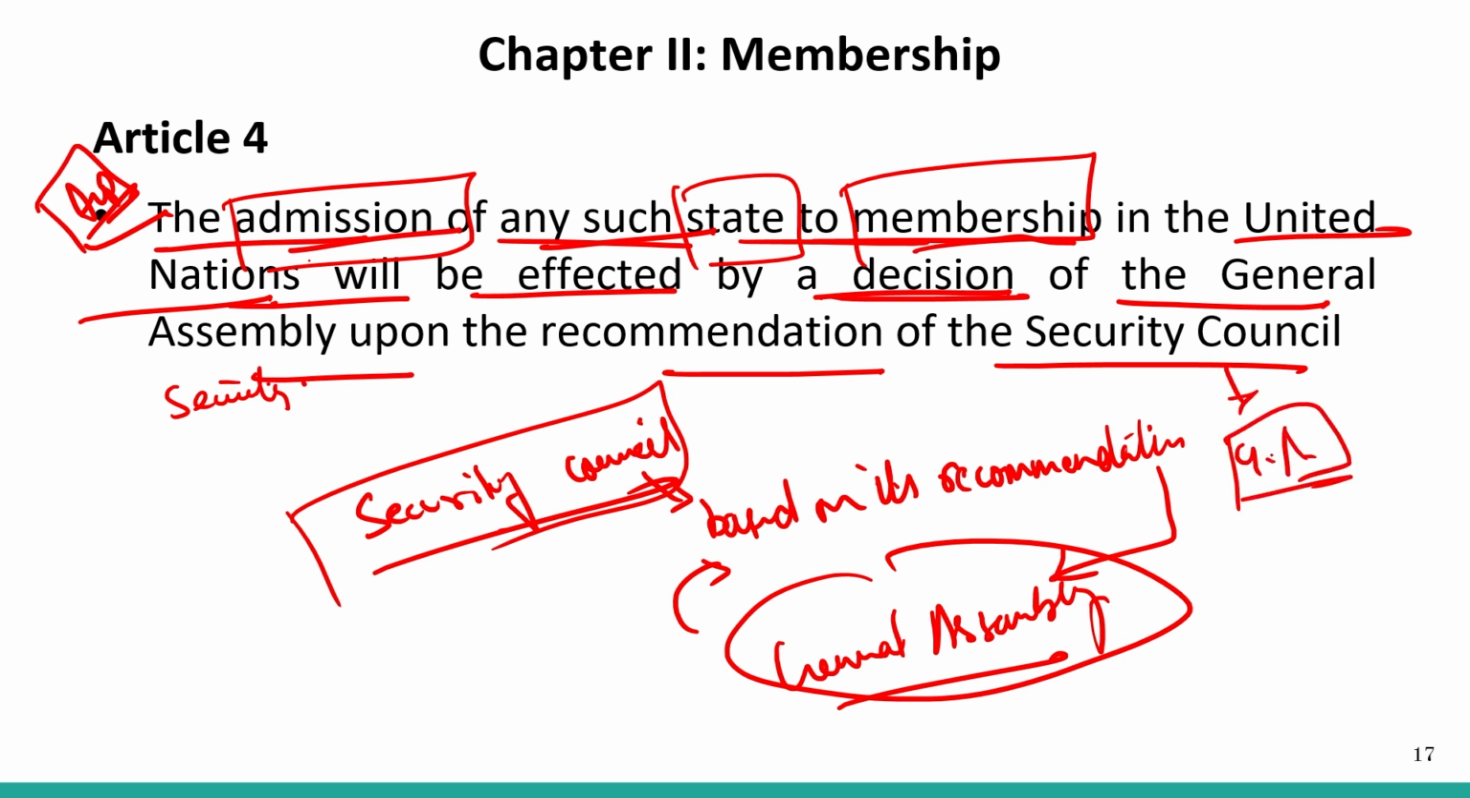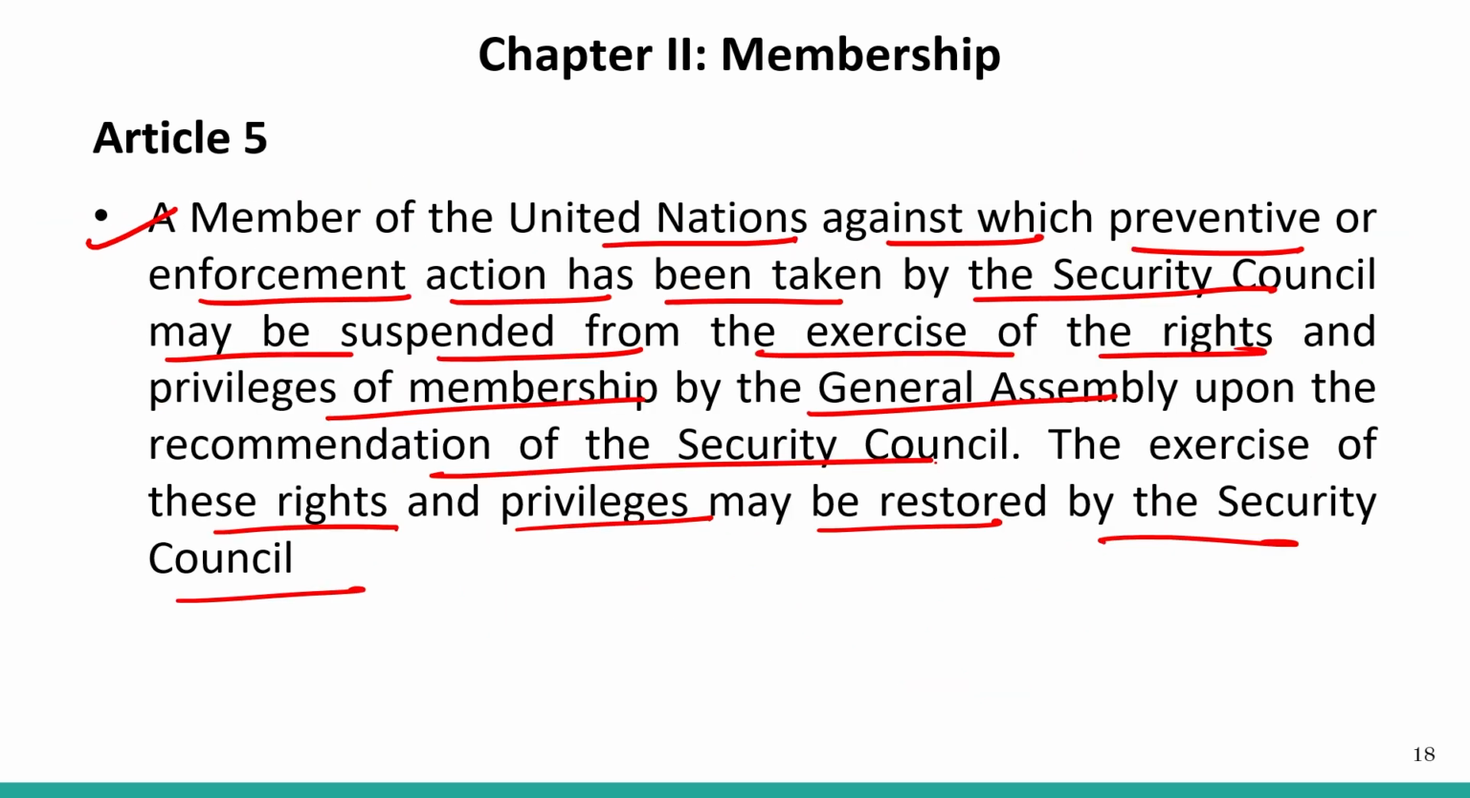And then the questions would be put up in front of you asking whether this particular argument is true, this argument is false, it is partially true, or partially false. So you need to correctly understand that it is by the General Assembly based on the recommendation of the Security Council. General Assembly, but based on the recommendation of the Security Council, the United Nations can admit any peace-loving state to be a member of the United Nations organization.